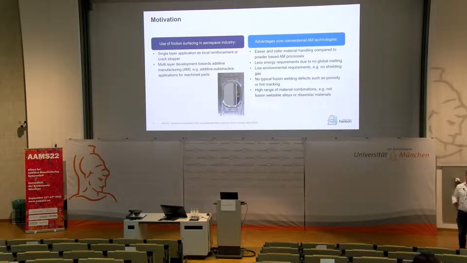As I already said, we don't have melting in our process, which also leads to the fact that we don't have typical defects in our welds afterwards, such as porosity or hot cracking, as we have seen here a lot of times today. And what's also very important is that we have a high range of material combinations which we can join. This also means that we can join dissimilar material combinations. For example, we can join aluminum alloys to steels or to titanium alloys, but we can also join steel and titanium alloys, for example.